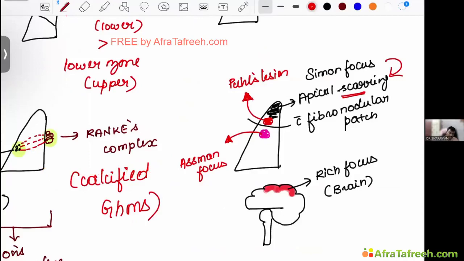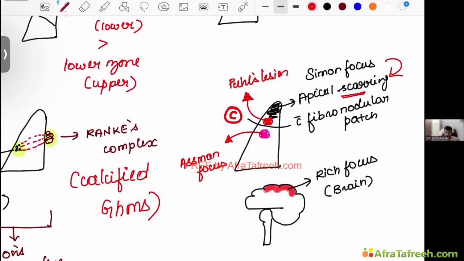I told you, right? This is the clavicle. Above the clavicle, Pulse lesion. Below the clavicle, Assmann focus. Pulse and Assmann are the same kind of focus. It's an active focus. Whereas Simon focus is apical scarring with a fibronodular patch. It's a scarred focus. Understood?